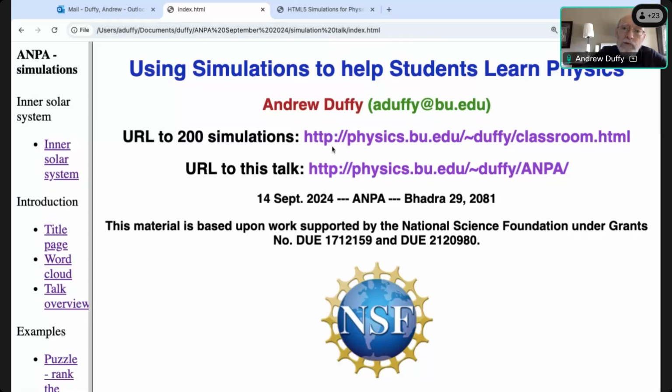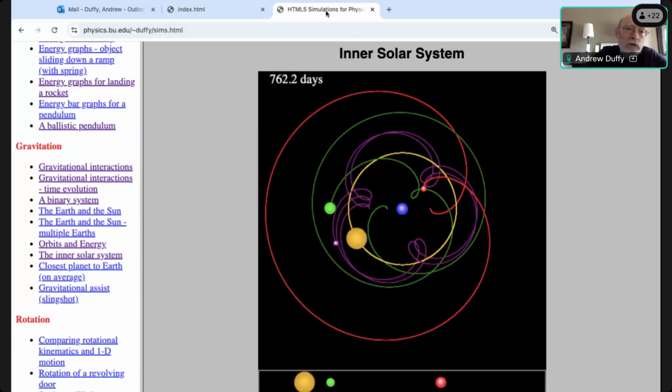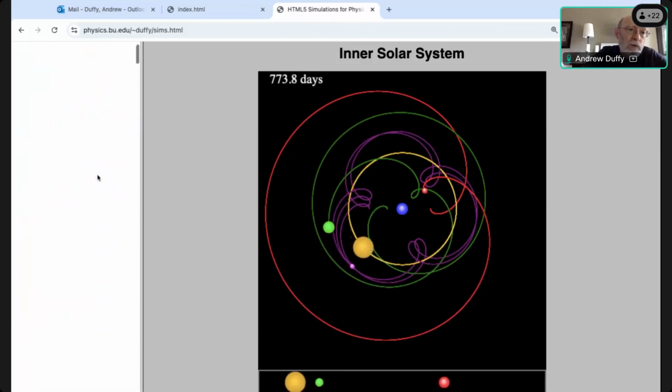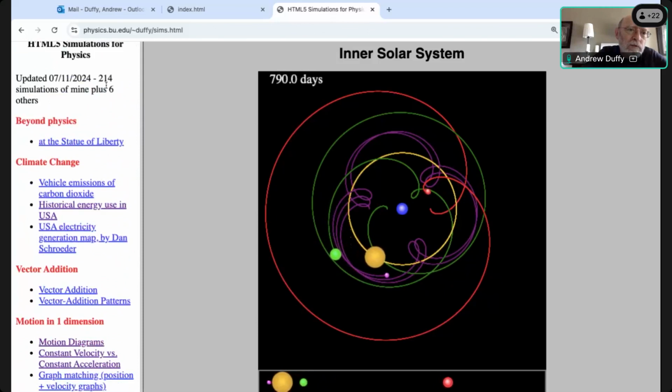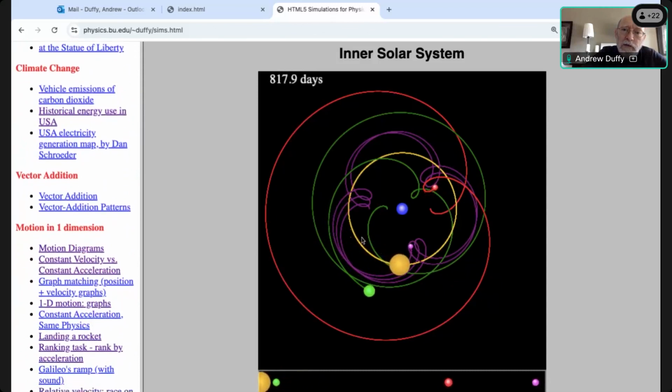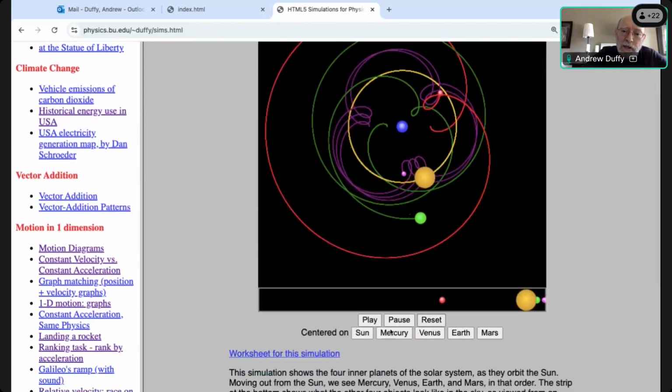If you go to this first link, you come to this page, which has a whole bunch of simulations listed. It looks like there's 214 as of now. Right now it has this one about the inner solar system, which I think is kind of interesting. You can center it on the sun, and it just has the 4 inner planets: Mercury, Venus, Earth, and Mars. Centered on the sun, it's just a few circles. And you go, how did it take us so long to figure this out? What was happening in the solar system?